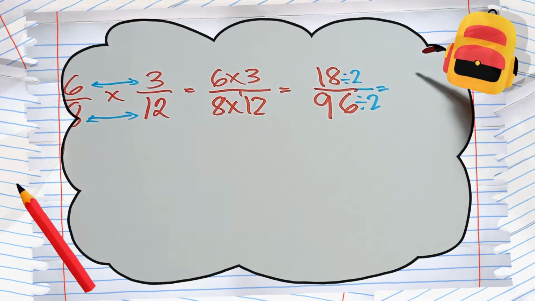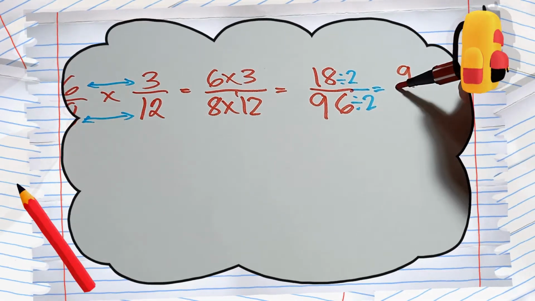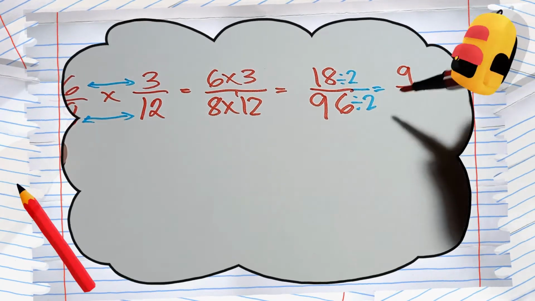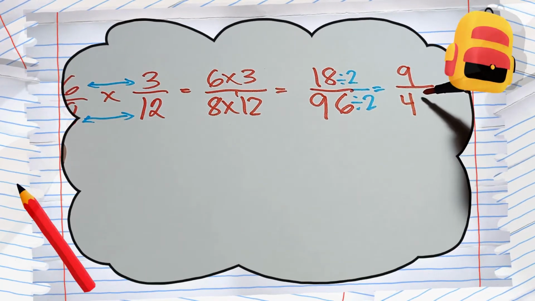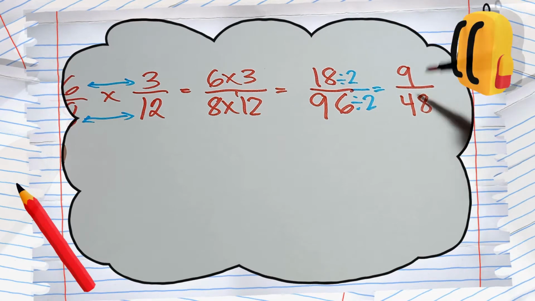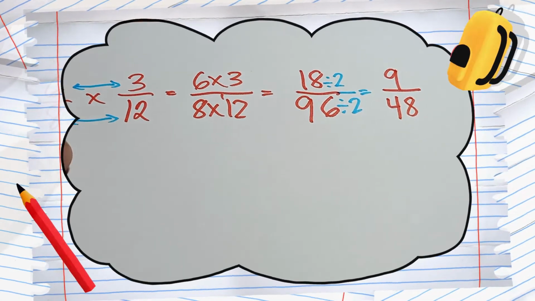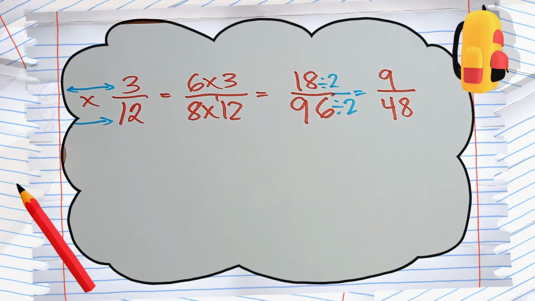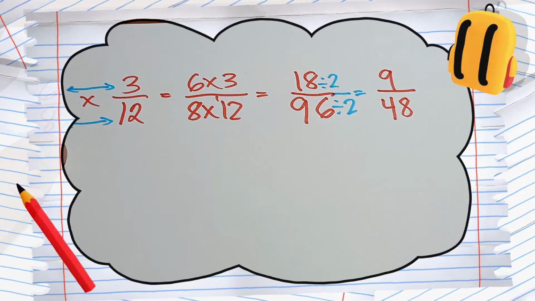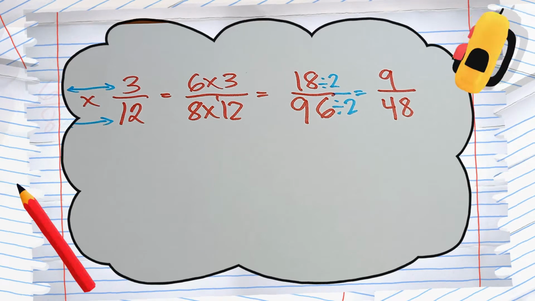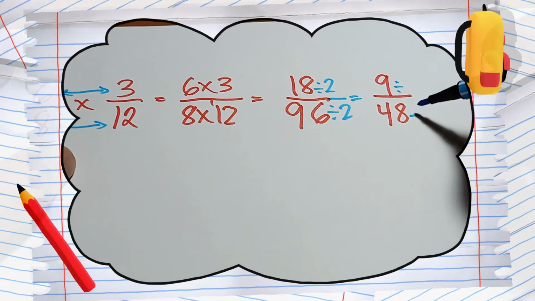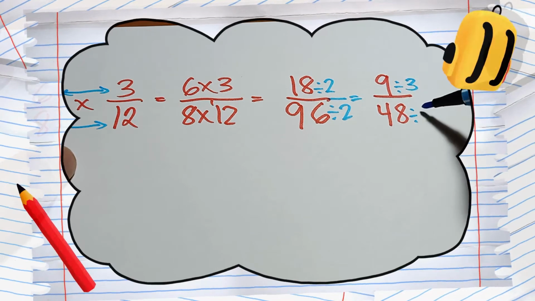So 18 divided by 2 is 9, and 96 divided by 2 is 48. So 9 over 48 is still divisible by what number? So 9 and 48 is still divisible by 3.